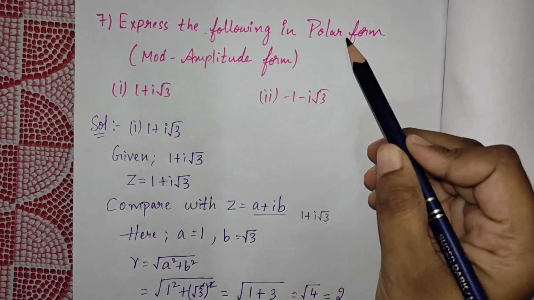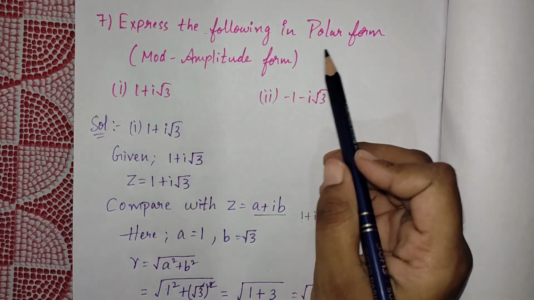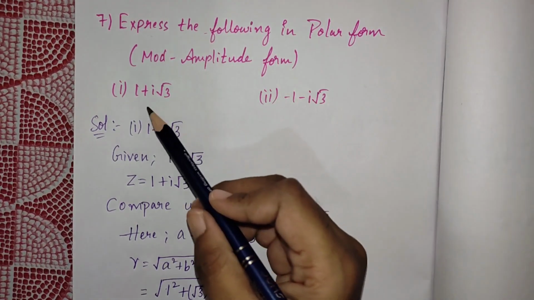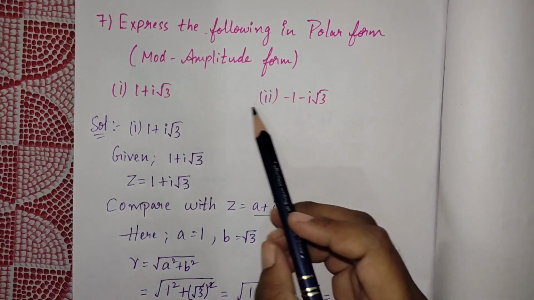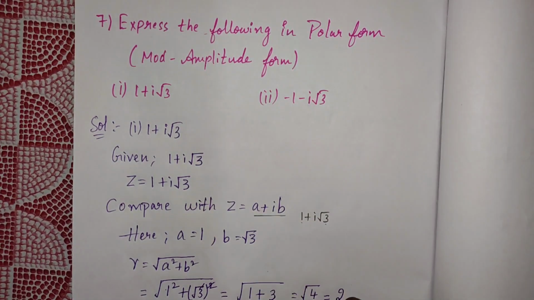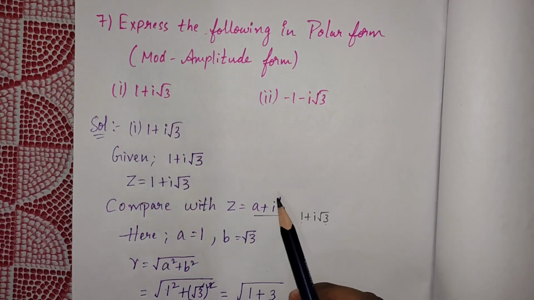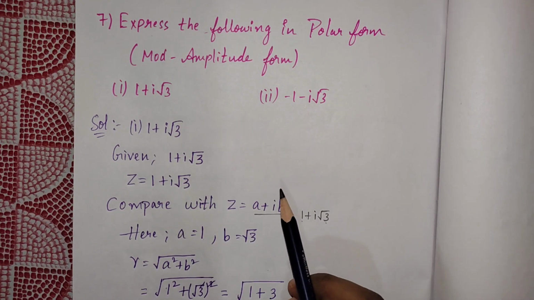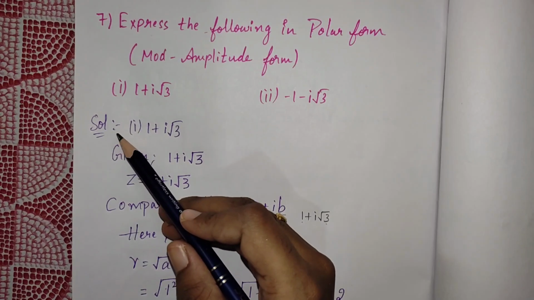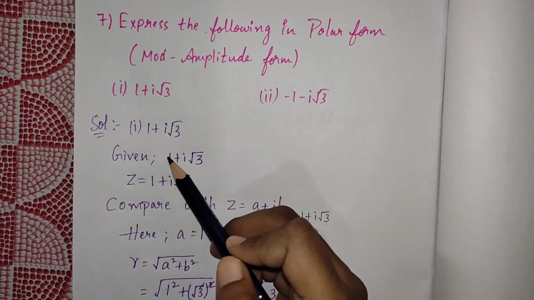Express the following in polar form. They will be given mod amplitude form. If they didn't give it also, you need to learn this alternate name. I am going to solve these two sub questions. Solution. Write whatever is given in the question.